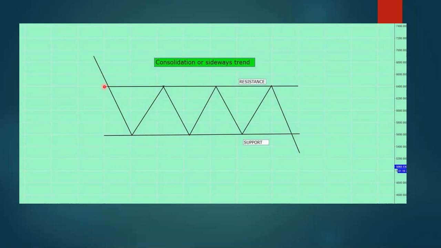As we can see, our price here is bouncing between support and resistance. We don't have a clear direction in this price. Price is moving sideways. We are neither in a downtrend nor an uptrend. Whenever price touches support, it bounces back to resistance, then bounces back to support, and so on and so forth.